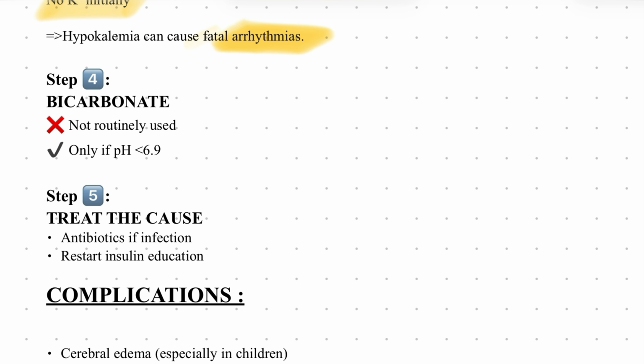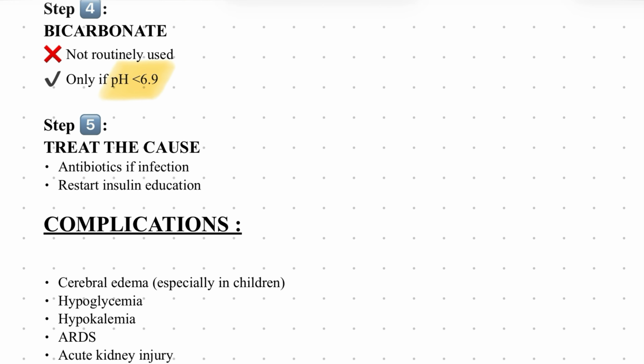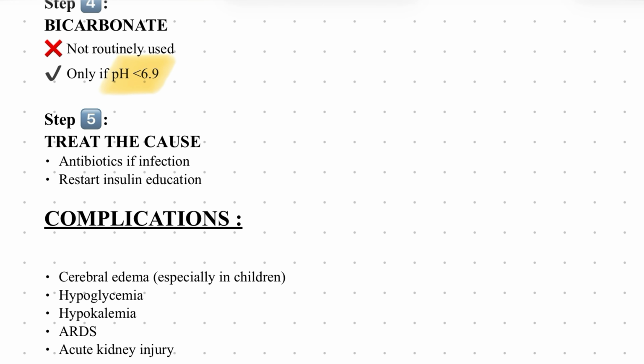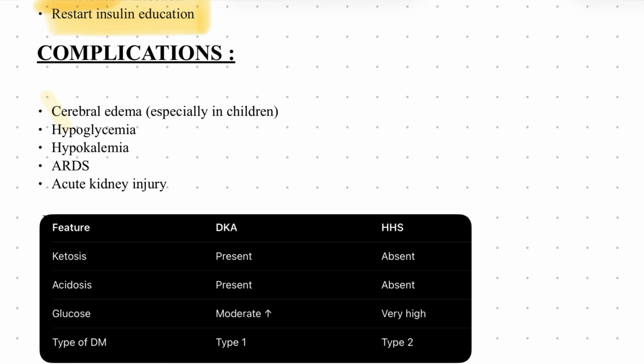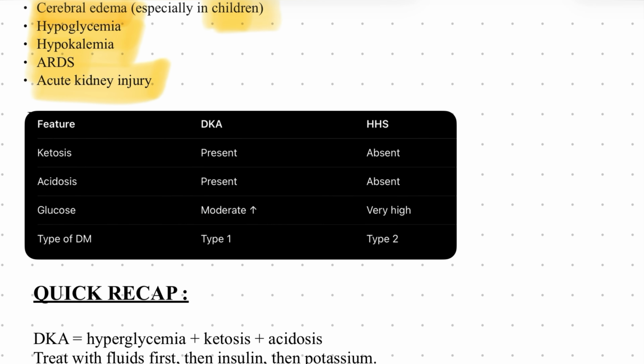Then coming to the fourth step, bicarbonate, usually we won't give it, it is preferred only in the special condition where pH is less than 6.9. Then at last, after managing the emergency, you can go with the regular treatment. Antibiotics are given if any infection is found, and restart insulin and educate the patient that they should not omit doses of insulin. Coming to complications, the most common complication will be cerebral edema, most commonly in children. Others are hypoglycemia, hypokalemia, ARDS, then acute kidney injury. We'll make a separate video on this.